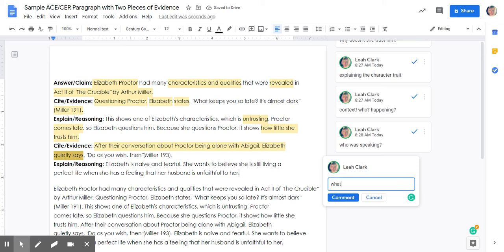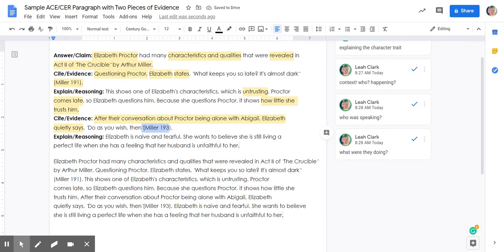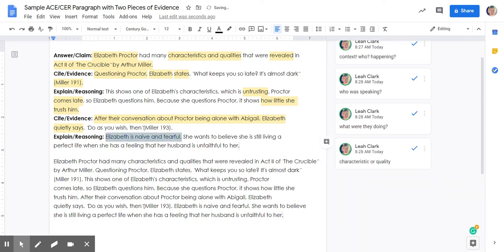We have what were they doing? Okay. And then that perfectly embedded quote with the MLA citation. Okay. Then we have our reasoning explanation. Elizabeth is naive and fearful. Guys, there it is, right there. There is the characteristic or quality that is revealed by these words.